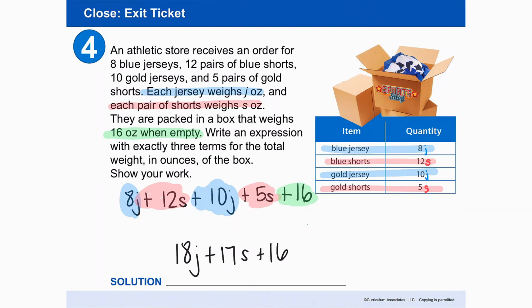Okay, so what we've done is we've identified like terms and then we combined them. So anything that had a J we put together, anything that had an S we put together, and then any coefficient that was just left, we bring that down. And we can't add these together because they have different terms, right? All right, you guys, that's it. Pretty doable, huh?